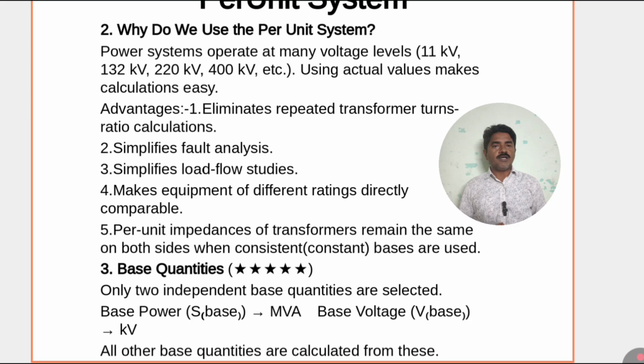Next, the third topic is base quantities. Only two independent base quantities are required for a current system, that is base power and base voltage. Base power is the base MVA, and base voltage is the base kV.